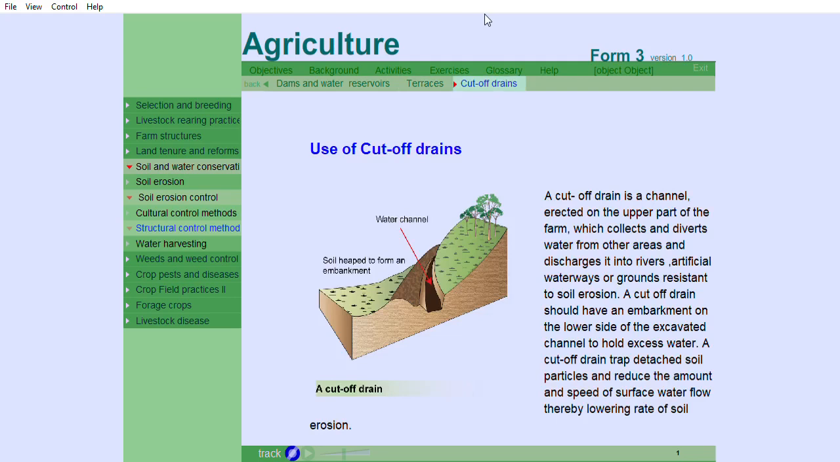Use of cut-off drains. A cut-off drain is a channel erected on the upper part of the farm which collects and diverts water from other areas and discharges it into rivers, artificial waterways, or grounds resistant to soil erosion. A cut-off drain should have an embankment on the lower side of the excavated channel to hold excess water. A cut-off drain traps detached soil particles and reduces the amount and speed of surface water flow, thereby lowering the rate of soil erosion.